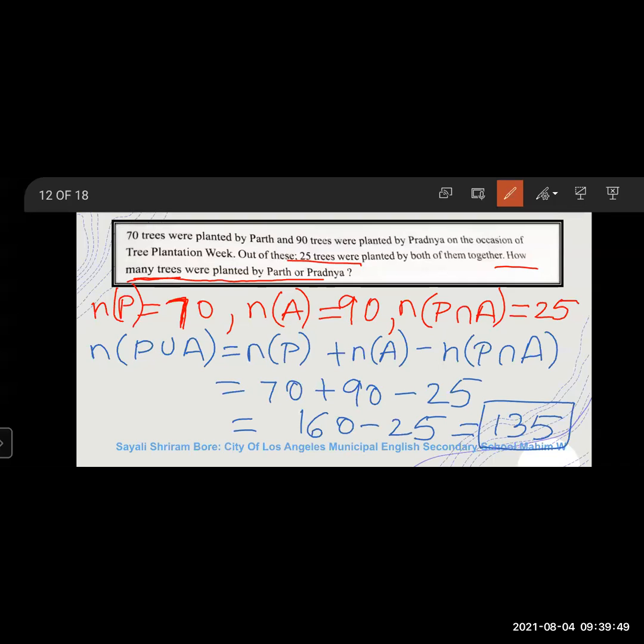If you find a negative word, such as how many trees were not planted, then first you find the union and then subtract it from the bigger set. But here in the last part of the question, the word not is not there. So simply apply the formula and find the answer. I hope the difference is clear.